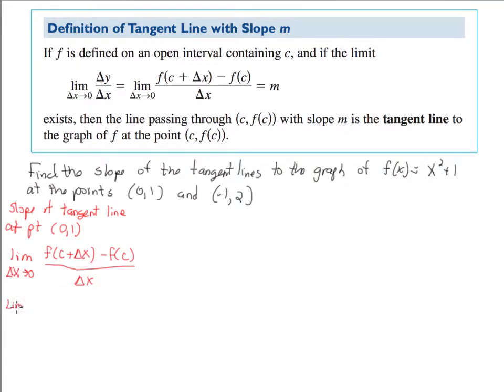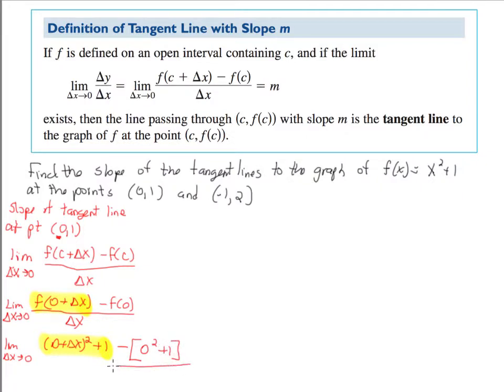Since we're looking at the point of tangency when x is equal to 0, that would be our c value. So we're going to replace c with 0. I want the function value at 0 plus delta x minus f of 0, over delta x. Plugging in 0 plus delta x into x squared plus 1, I get 0 plus delta x, quantity squared, plus 1. Next, I'm going to take f of x and replace every x with 0, so that's 0 squared plus 1. And I'm going to subtract that from f of 0 plus delta x and divide by my delta x.